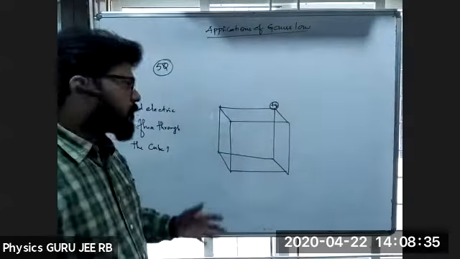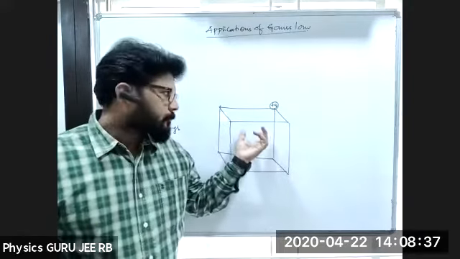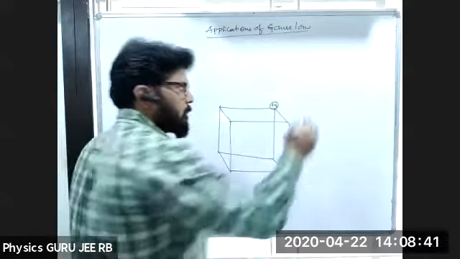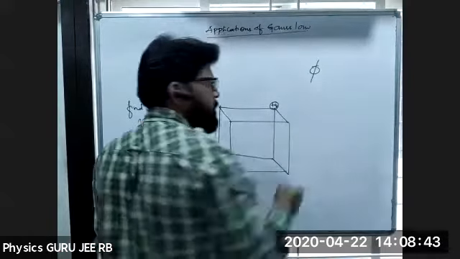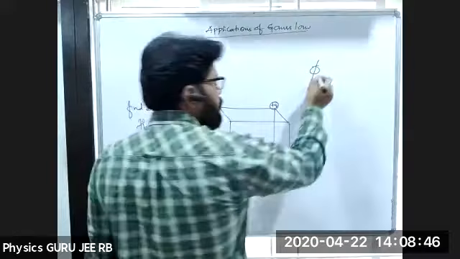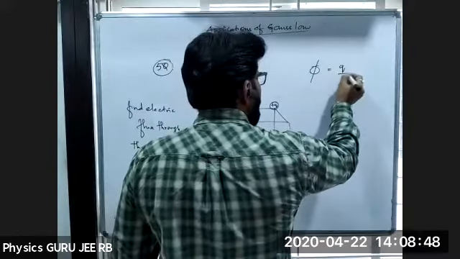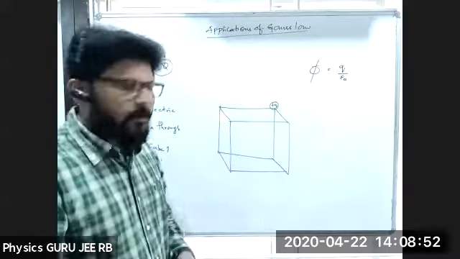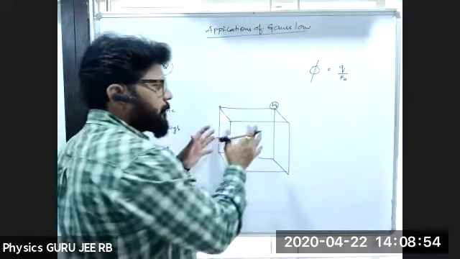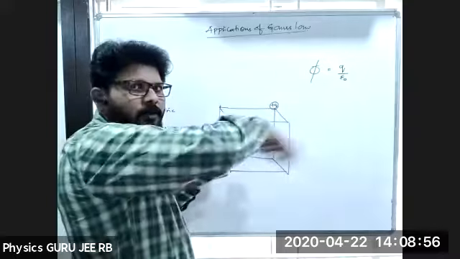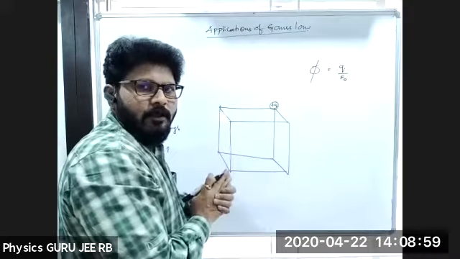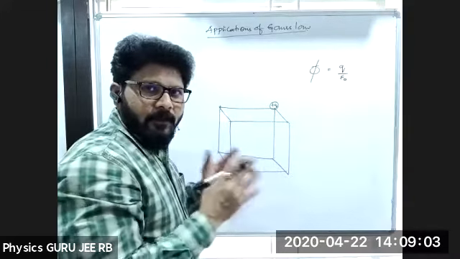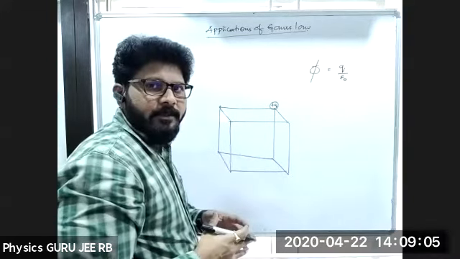See here. If I want to calculate the flux through this cube, first, we know that the flux through a closed surface is Q by epsilon naught. I'll draw a smaller one. First, if I want to make it a closed one, how many cubes are to be placed? We should get some imagination of that.